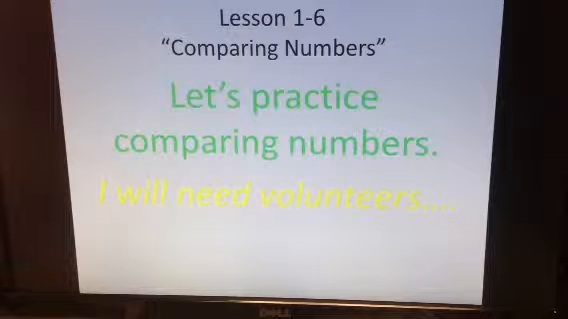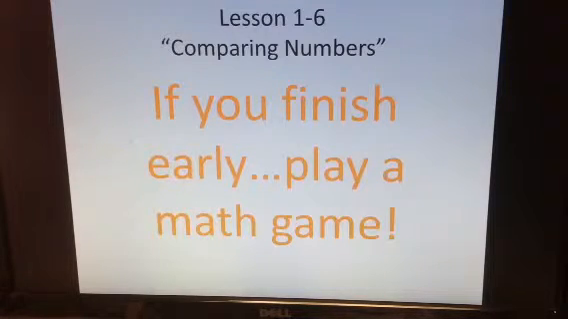Okay, in class we practiced comparing numbers by just doing some more of this as a class. We played a math game to review, and that was the end.